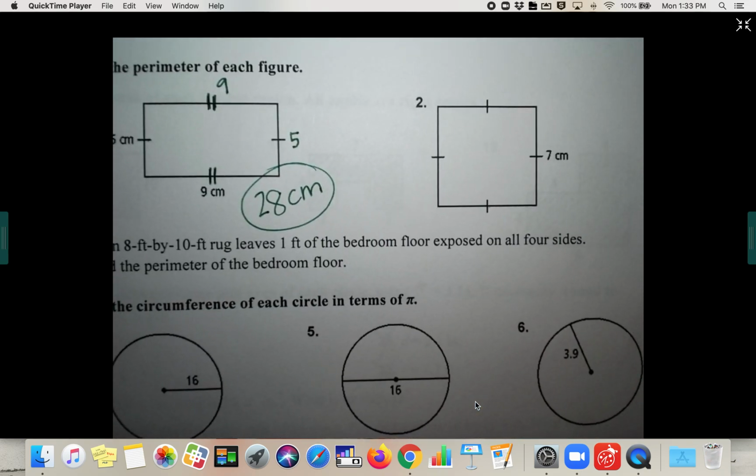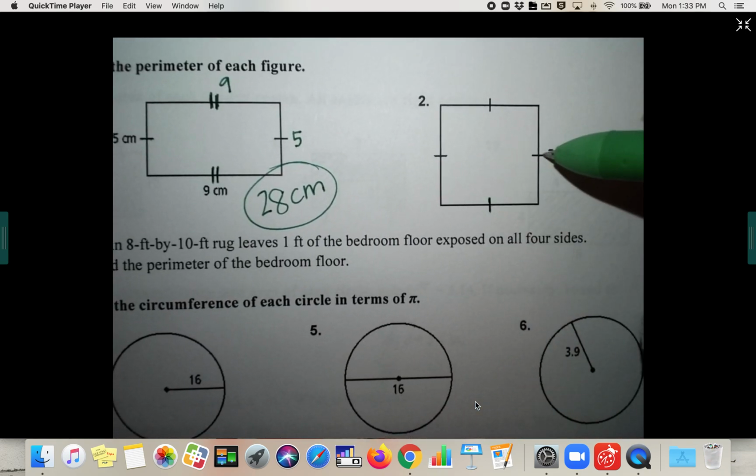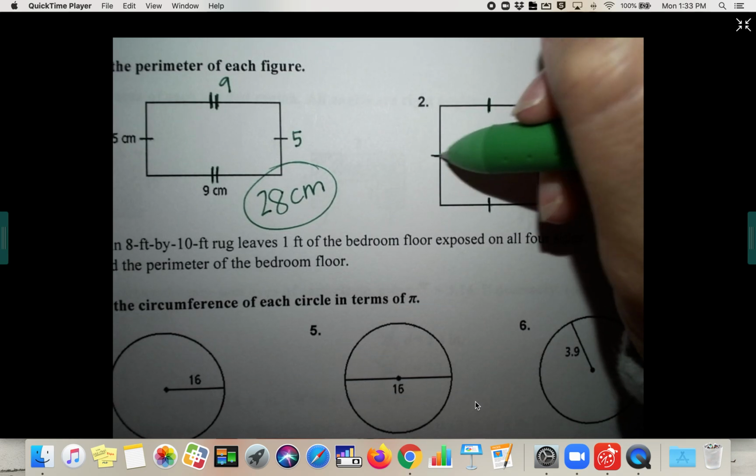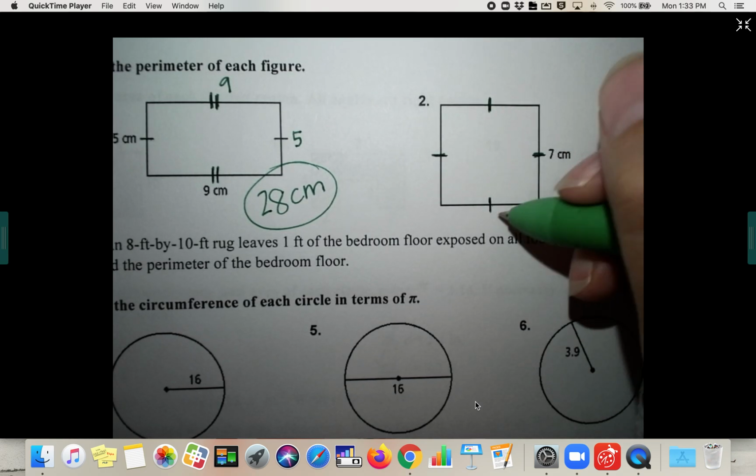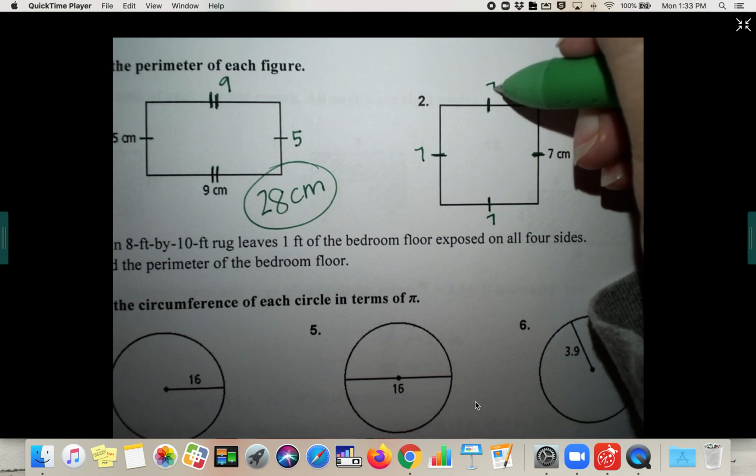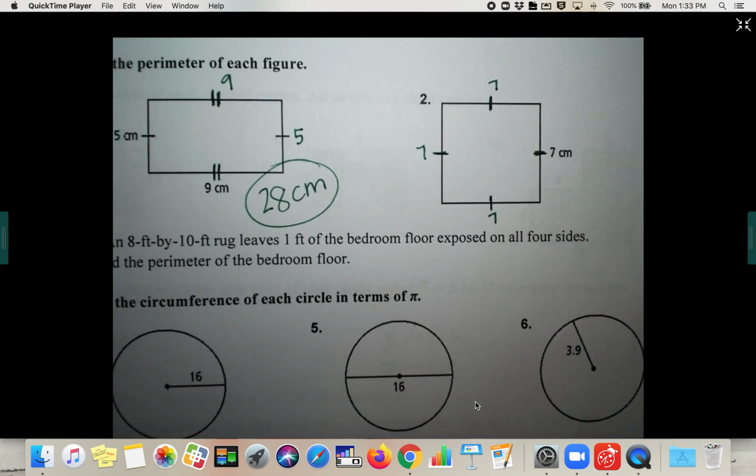All right, number 2 is a square, and you know that because all of these little markings mean they're all the same. So if this is 7, then this is 7, this is 7, this is 7. And 4 7s is 28 also. Interesting, those are the same.